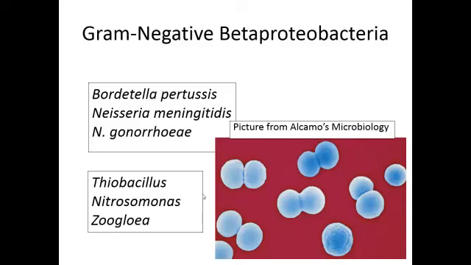Nitrosomonas is important in nitrogen fixing. It doesn't live in association with any plants, but it does fix nitrogen and releases ammonia into the environment so that other bacteria and other organisms can use the ammonia to incorporate nitrogen into their proteins and their nucleic acids.